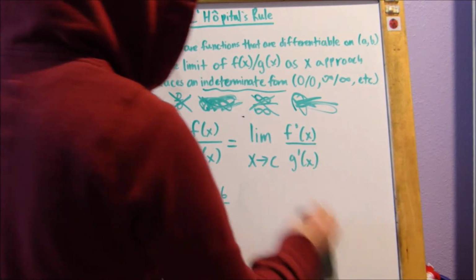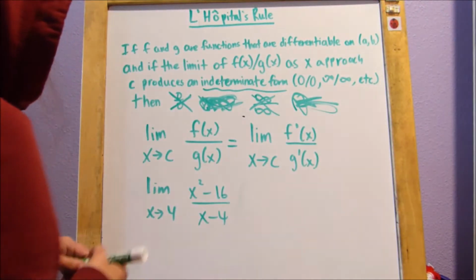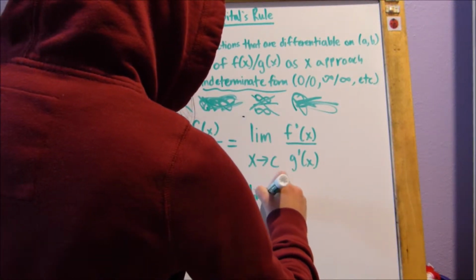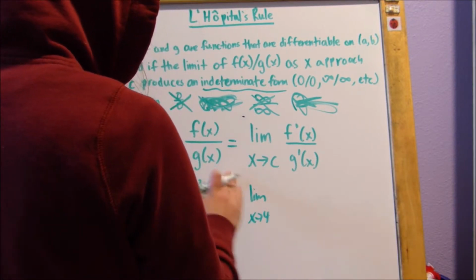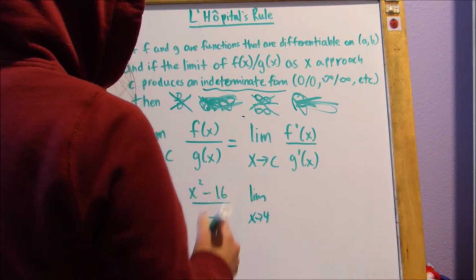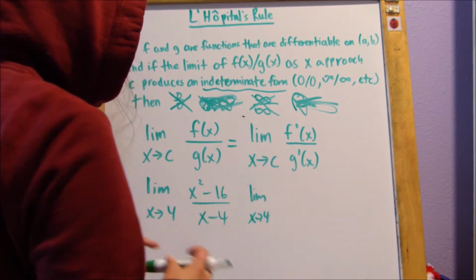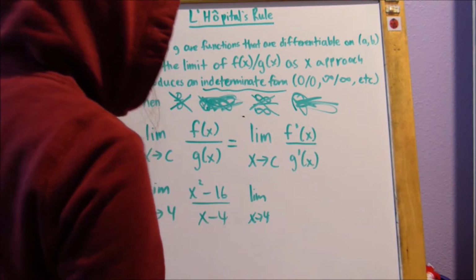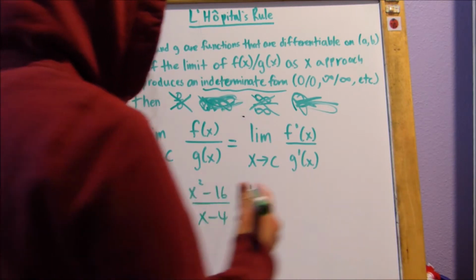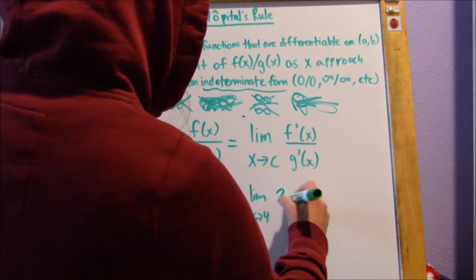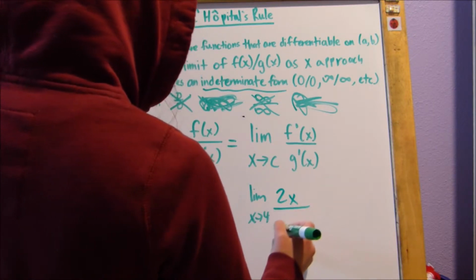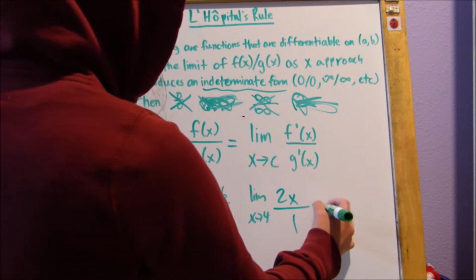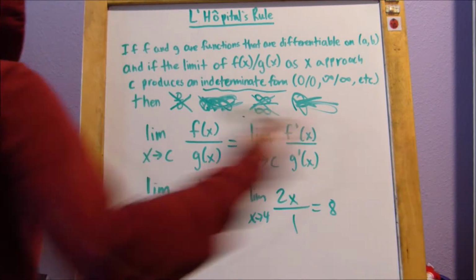Or you could do L'Hopital's rule, so you end up getting limit as x approaches... My goodness. I just realized I did the last one wrong. I was plugging in 0 instead of 4. The answer would have been 8. And then the derivative of x squared minus 16 is 2x, and the derivative of x minus 4 is 1, so you'd still end up getting 8. So either way works.